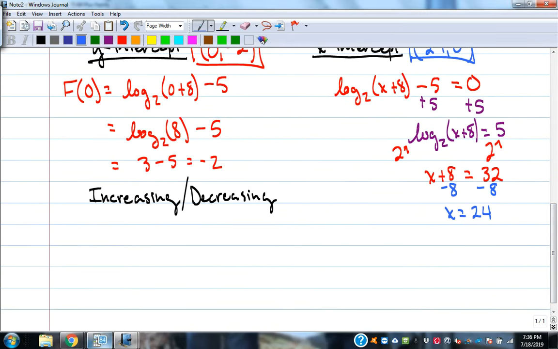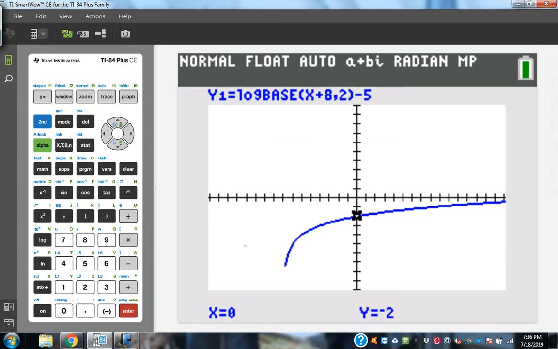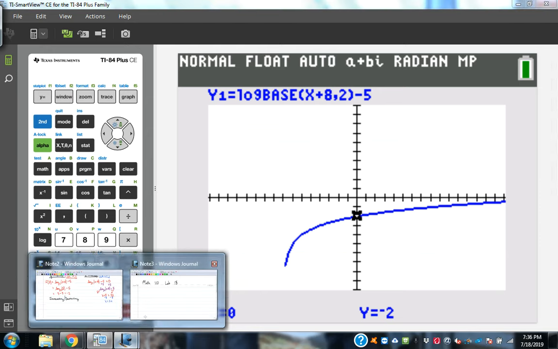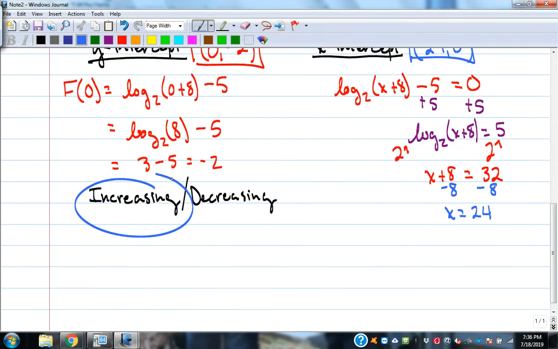If we look at this graph and read it left to right, we can see easily that this function is increasing across the entire domain. And there is Math 110, lab number 17.